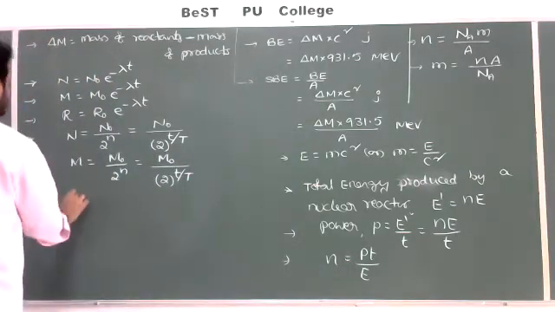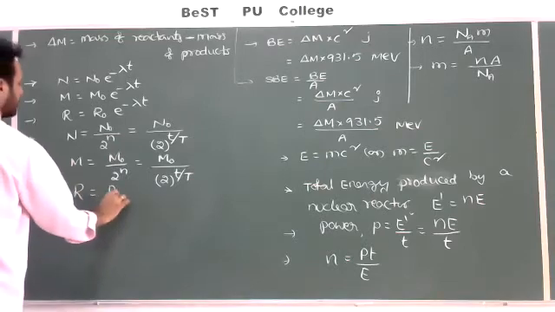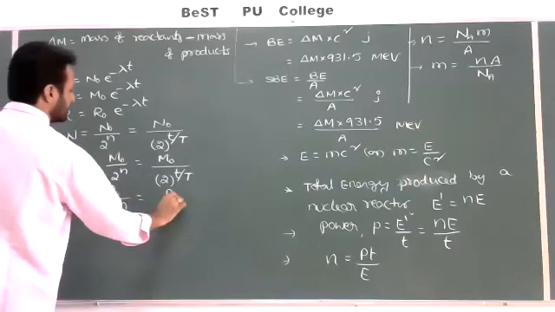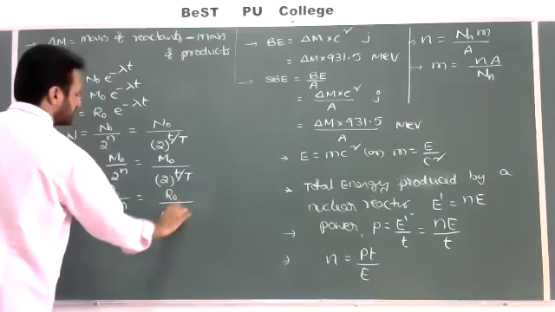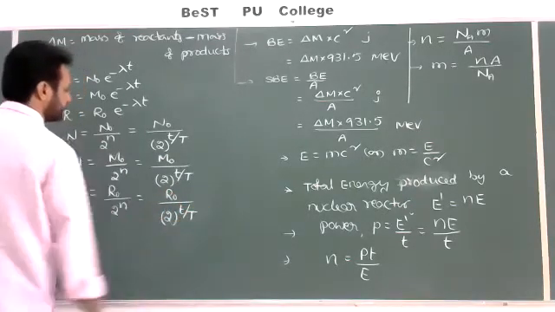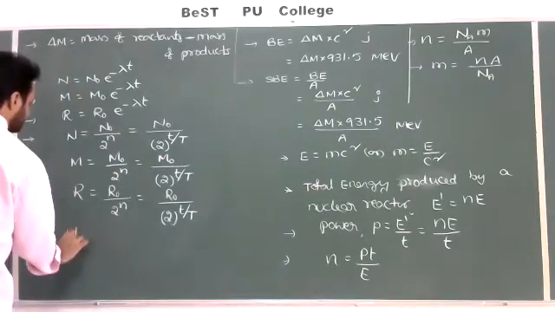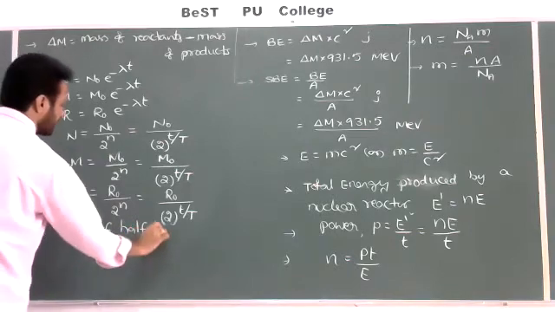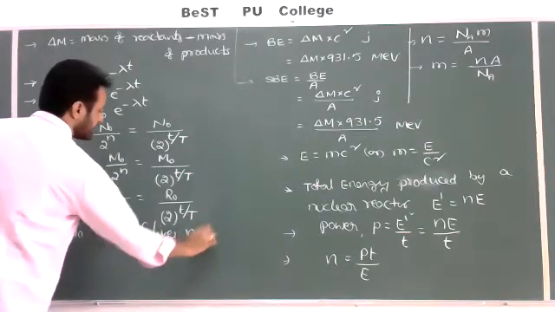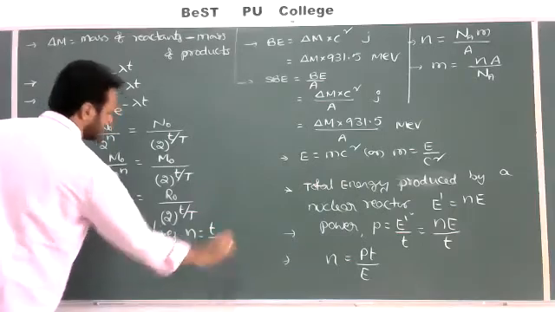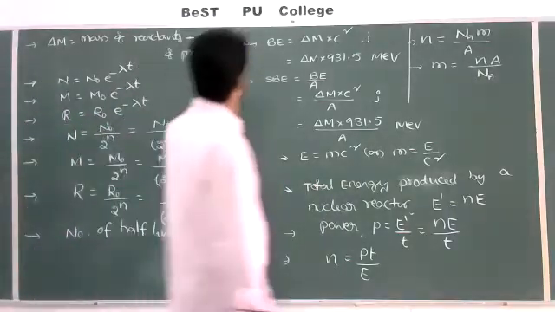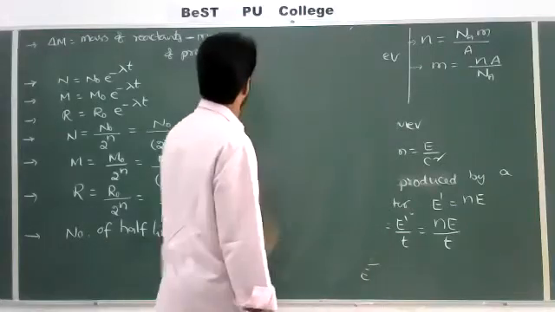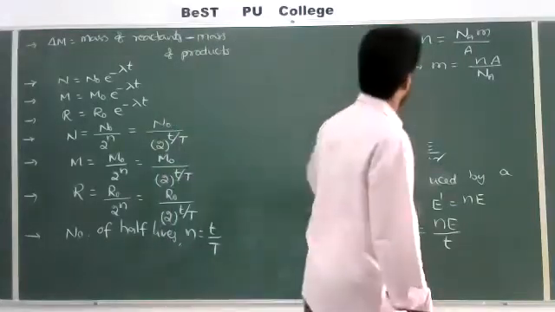In the same way, the activity formula: R is equal to R naught by 2 to the power of n, that is equal to R naught by 2 to the power of small t by capital T. Generally here the number of half-lives, we know the formula: n is equal to small t by capital T.